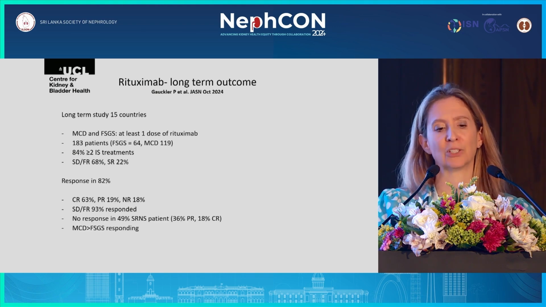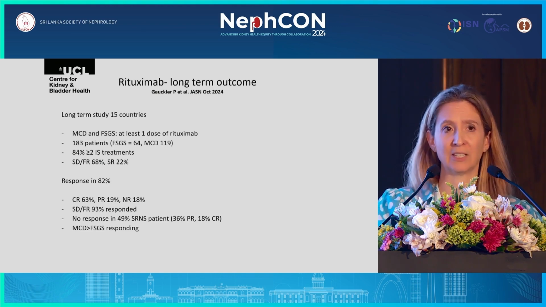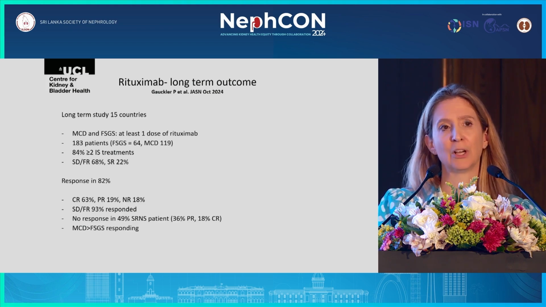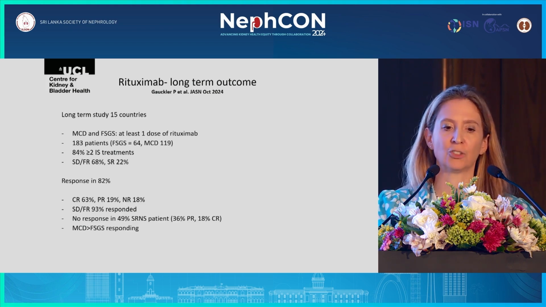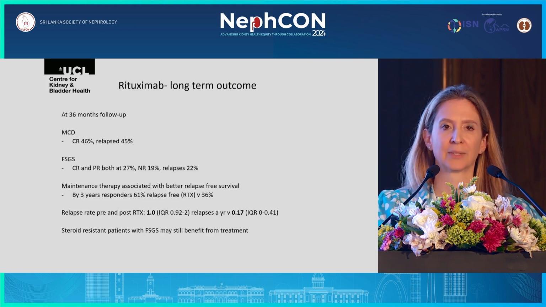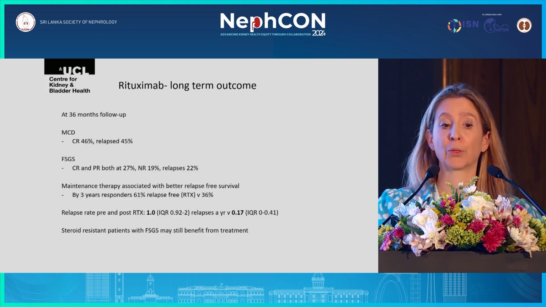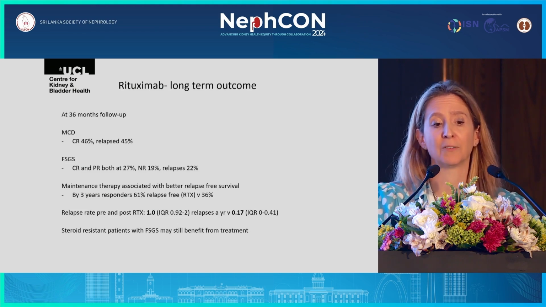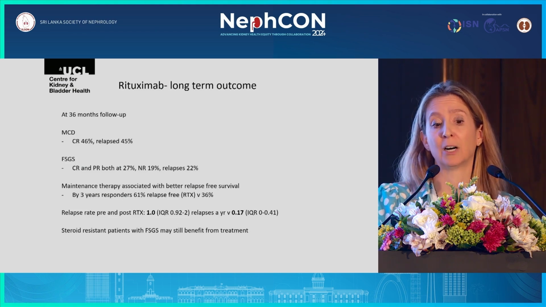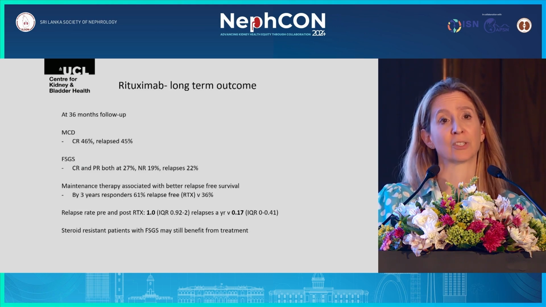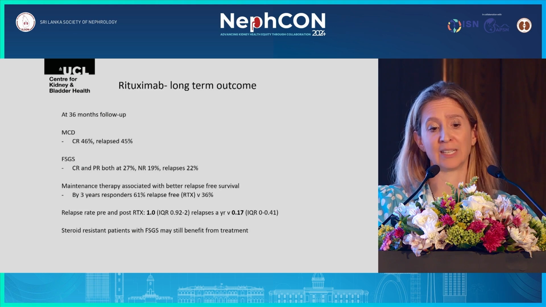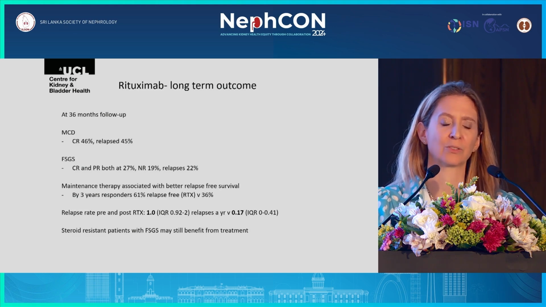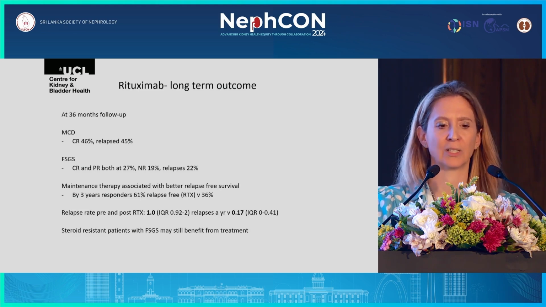There was no response in just under half of the steroid-resistant patients, perhaps unsurprisingly, and we know that more patients with minimal change than FSGS seem to respond to rituximab. So this has followed up patients for 3 years, and at 3 years after rituximab treatment, about half the patients with minimal change have relapsed, about half are in complete remission. With FSGS, rates are lower, so just under a third of patients have responded. However, non-response is in about 19% and relapses in 22%.